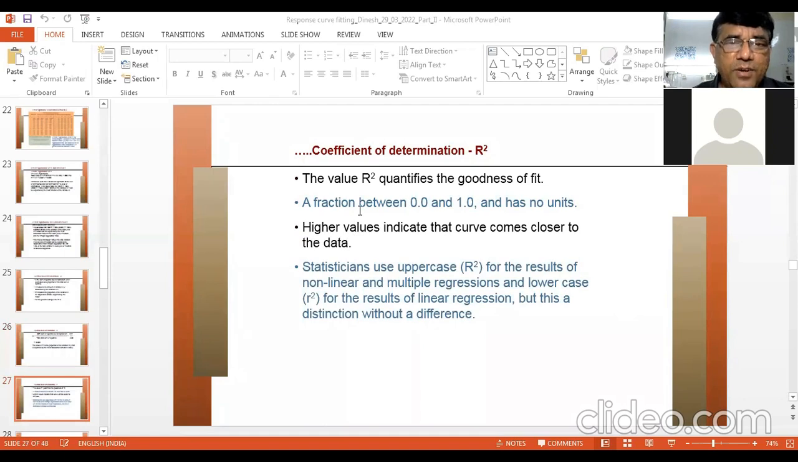Now, characteristics of R square. The value of R square quantifies the goodness of fit. How fit is your equation? A fraction between 0 to 1. The value of R square is always from 0 to 1. It is never from -1 to +1. Remember, value of R is from -1 to +1. Value of R square is from 0 to 1. Higher values indicate that the curve comes closer.